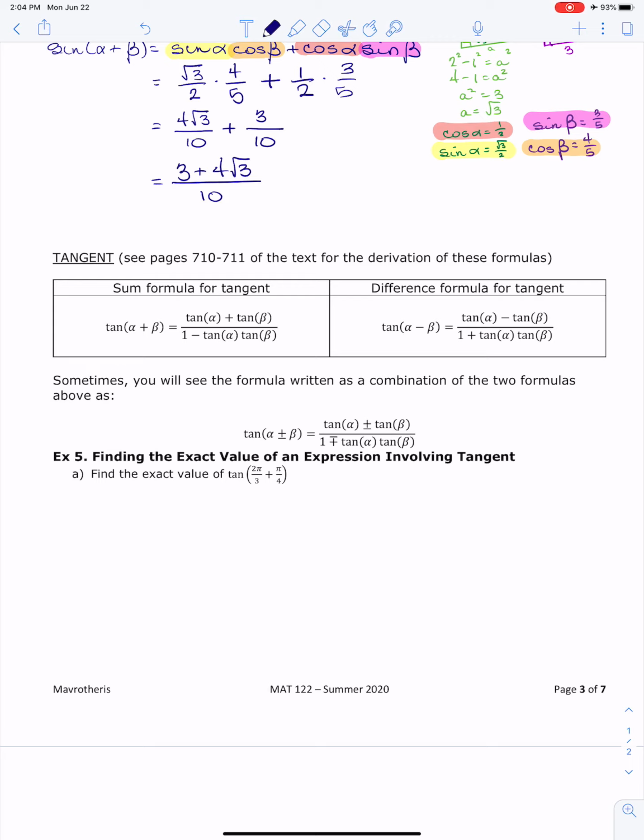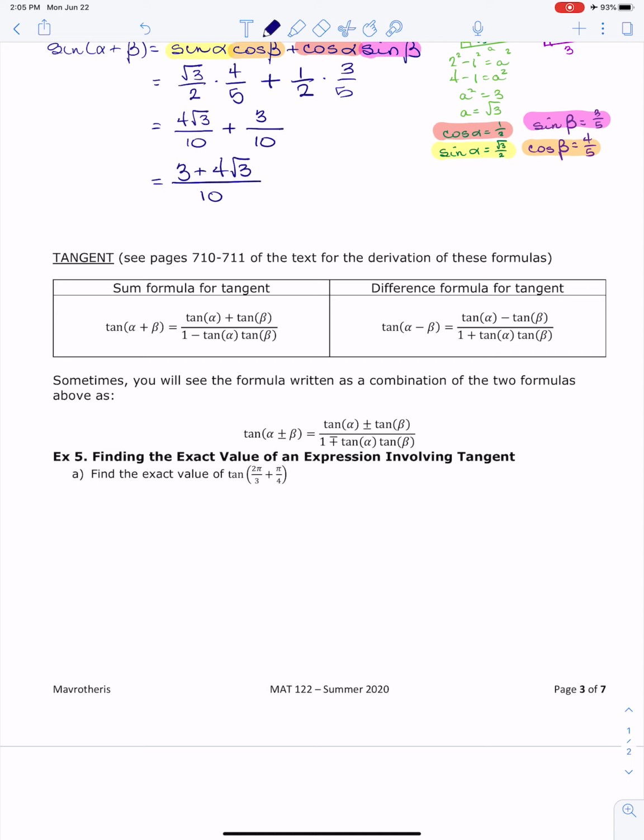Tangent, you can refer to page 710 and 711 for how we found the sum of the tangents. Keep in mind, tangent is sine over cosine, so tangent of alpha plus beta is going to be the sine of alpha plus beta over the cosine of alpha plus beta. That's why the numerator matches the operation, just like sine does. The denominator has the opposite operation, just like cosine.